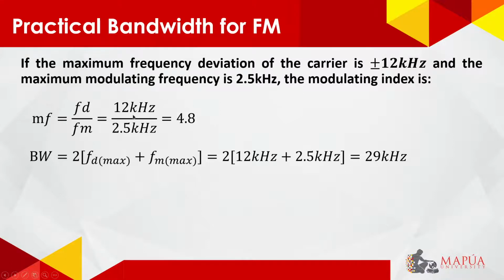And using these values, we can compute for the bandwidth. That is just 2 times the sum of the maximum frequency deviation and the maximum modulating frequency. That would be 2 times 12 kilohertz plus 2.5. That would be equal to 29 kilohertz.